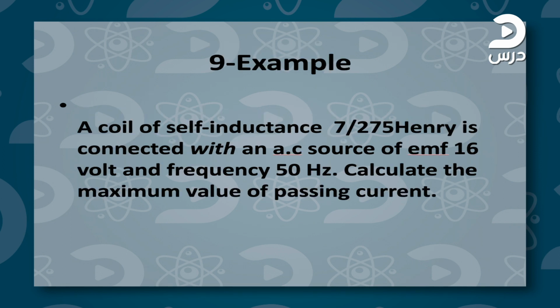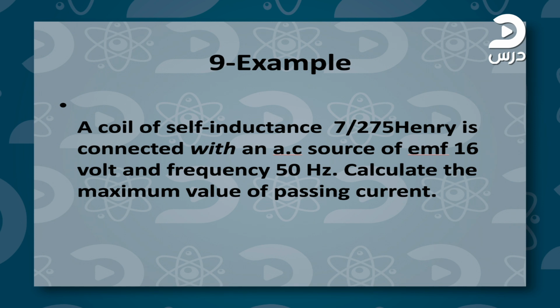Question number 9. Problem in chapter 4. Example: a coil of self-induction L, 7 divided by 275 Henry, so we must find the XL, XL equals 2πfL. It is connected with an AC source and EMF 16 volt and frequency 50 Hz. Calculate the maximum value of current.